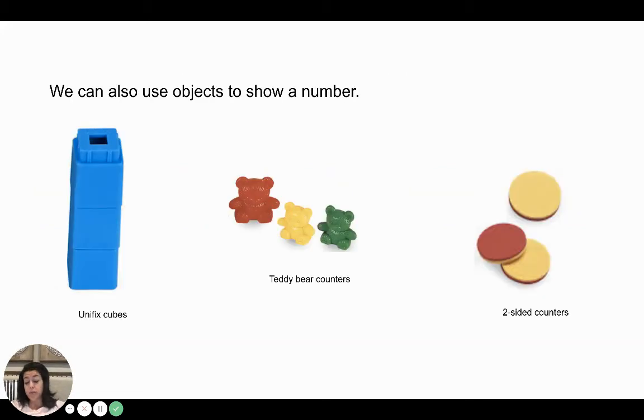We can also show numbers using objects. We can use Unifix cubes, teddy bear counters, and two-sided counters.